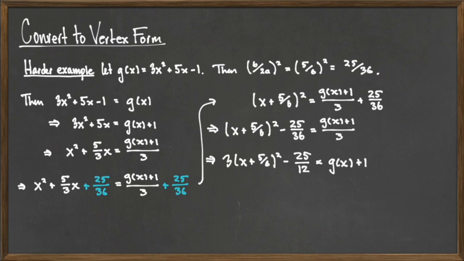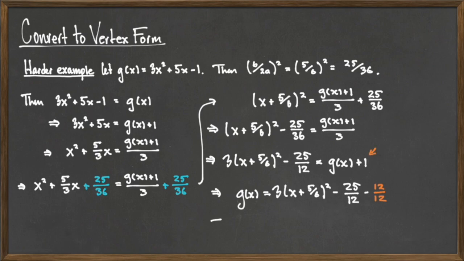Now to solve for g of x, all I have to do is subtract a 1 from both sides. I'm going to realize that 1 is the same thing as 12 over 12 to help me simplify that numeric fraction. But once I have all those steps simplified and I have solved for g of x, I'll find that g is equal to 3 times x plus 5 over 6 quantity squared minus 37 over 12. And this is going to give me a vertex of minus 5 over 6 and minus 37 over 12.